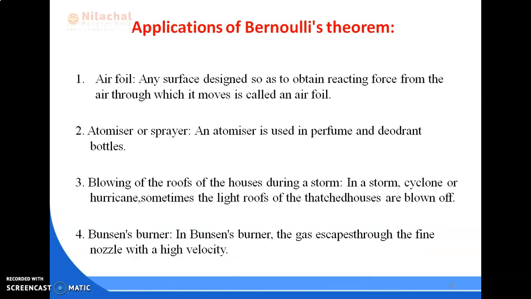Next, see some applications in real life, like airfoil, atomizer sprayer, blowing off of the roofs of houses during a storm, or Bunsen burner. These are some applications.